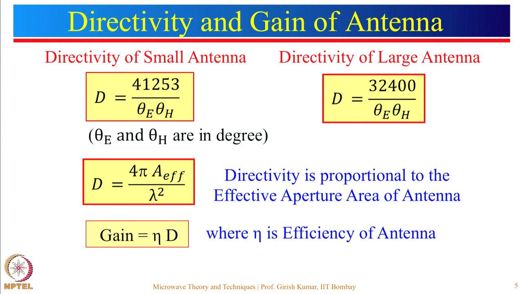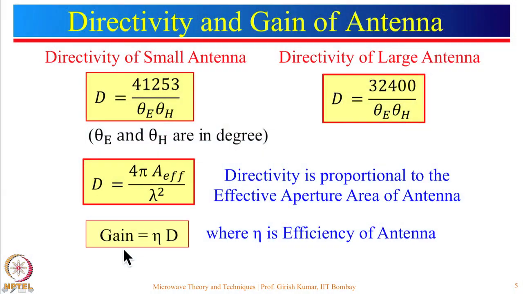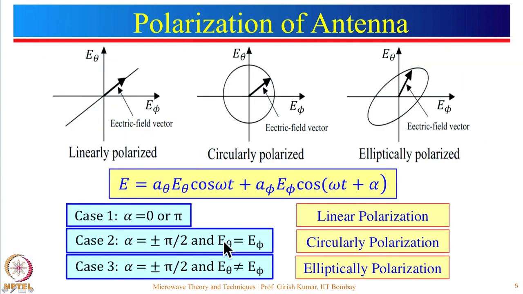So now you can think about L by lambda and W by lambda. Or if we have a circular aperture, then area will be pi r square. So again we can write as r by lambda and r by lambda. We also define another quantity, which is gain. Gain is given by efficiency multiplied by directivity. So we'll see some of these things as we move forward.